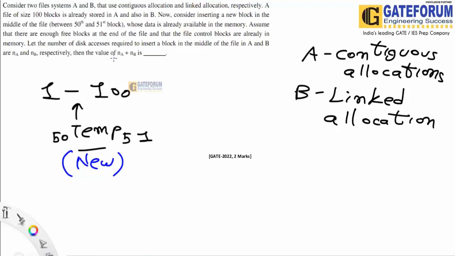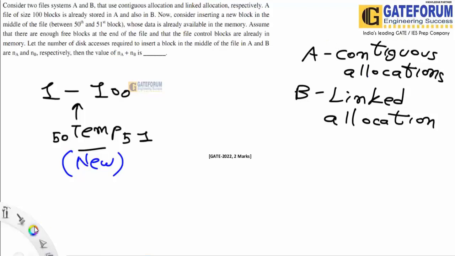The number of disk accesses required to insert a block in the middle of the file of A will be NA. Hence, what is the value of NA and NB? So how many different disk accesses would be required? So now let's identify first of all with the contiguous allocation.